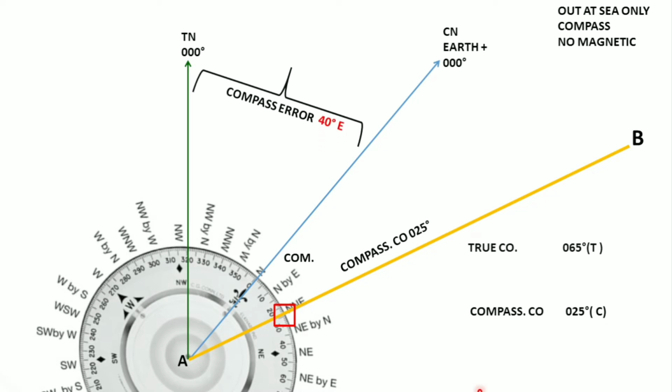And again, same: compass least, error east. The compass is to the east, so the error is 40 degrees east.